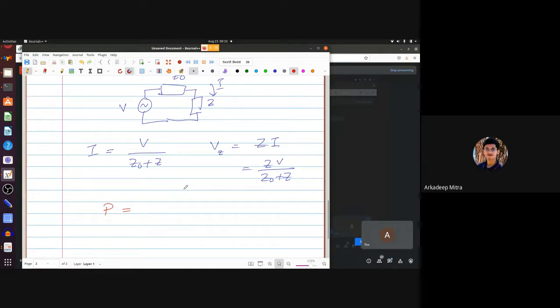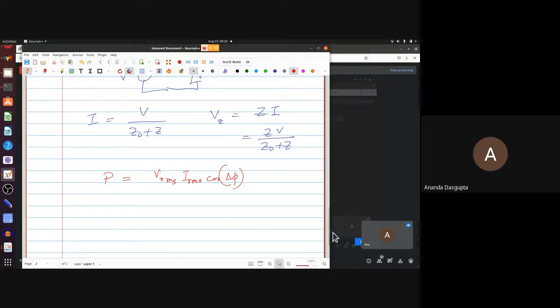VRMS times IRMS times cos delta phi, where delta phi is the phase difference between them. So VRMS, IRMS, cos delta phi, that's actually true. That's the formula that you had learned in the previous class, in class 11, I guess. But we also gave you another formula, if you are using complex currents and voltages, which is what you should do, because after all, that's what makes the calculation a lot easier. In fact, that's what you have in your problem anyway.